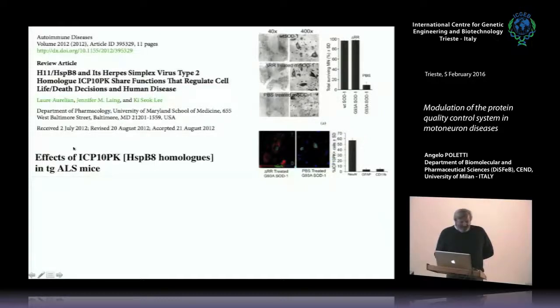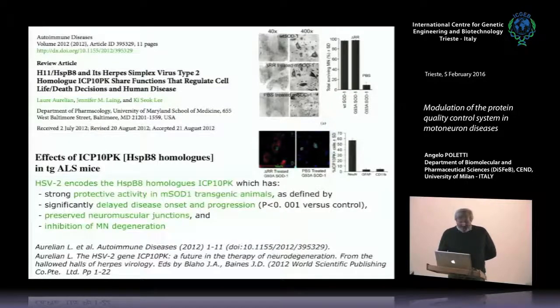So these authors infected SOD1 mice, their model of ALS, with a viral vector containing this protein. And they were able to see a protective effect of the homolog of HSPB8 in these mice, because there was a delay in the onset and the progression, a protection of the neuromuscular junction that is normally lost in these mice, and an inhibition of motoneuron loss. So it seems that this homolog can work in mice, so not only in cells.